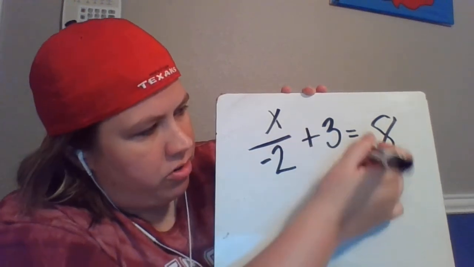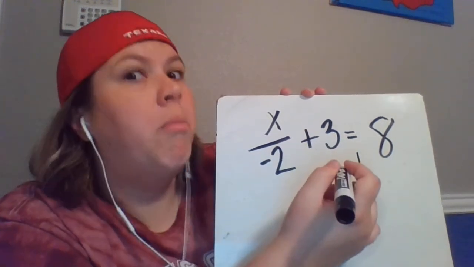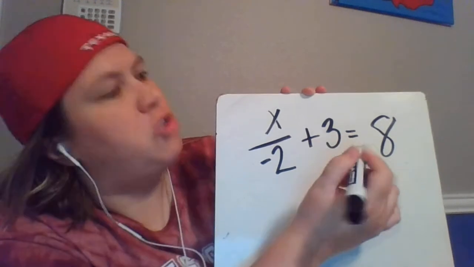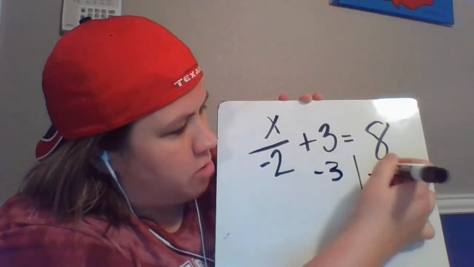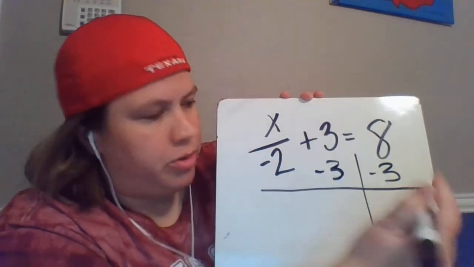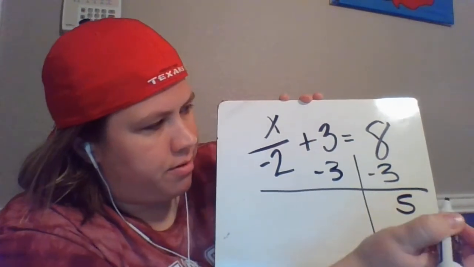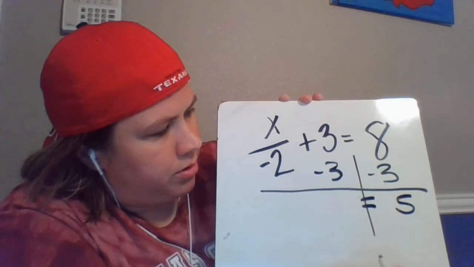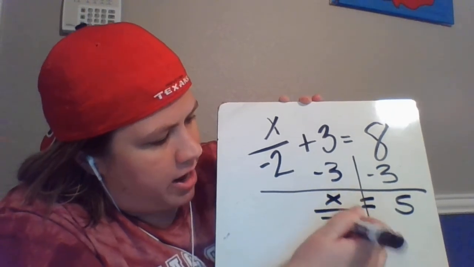So this is an addition sign, so the inverse of addition is subtraction. You're so smart. That's smart. Okay. I got 8 minus 3, which would get me 5, equals x over a negative 2.